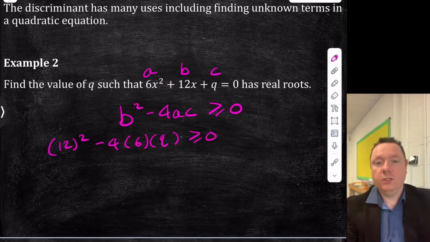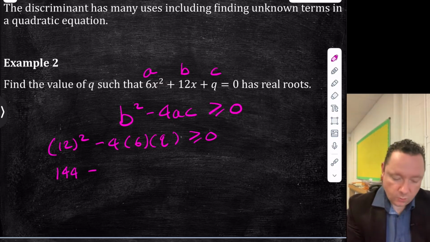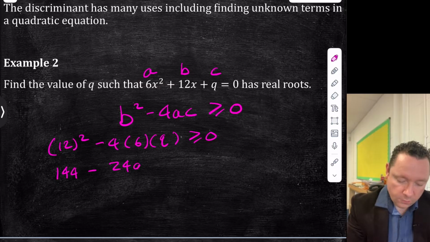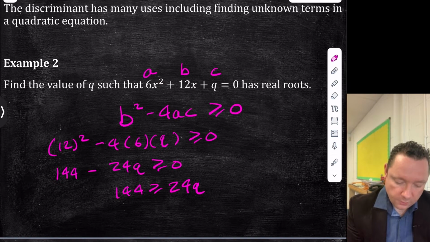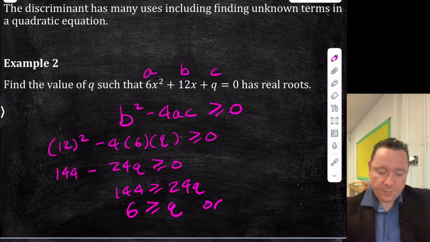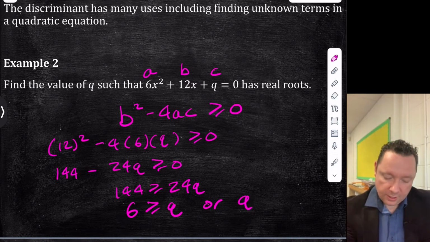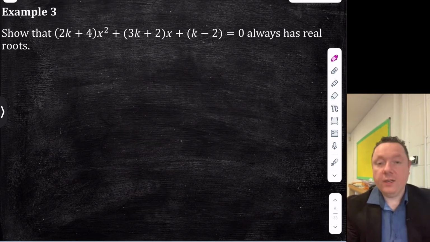We need to solve this inequality. 12 12s is 144, so you get 144 minus 4 6s is 24, 24q is greater than or equal to 0. So that means that 144 is greater than or equal to 24q. Dividing by 24, you get 6 is greater than or equal to q, or reading that backwards, q is less than or equal to 6. And we're done there.